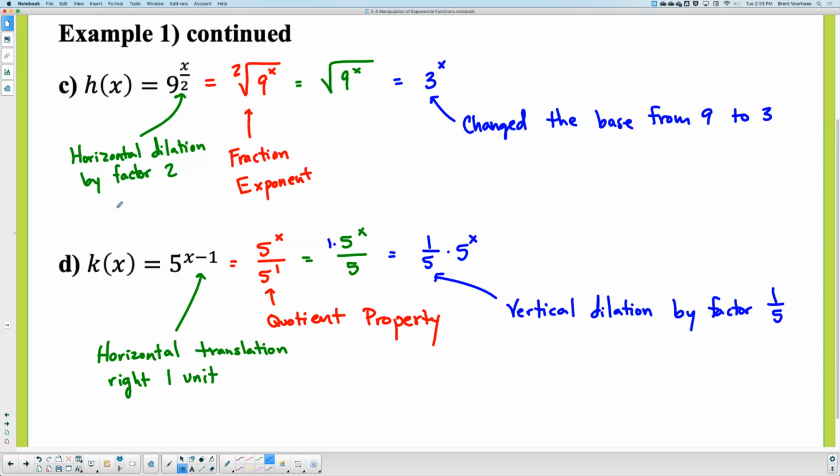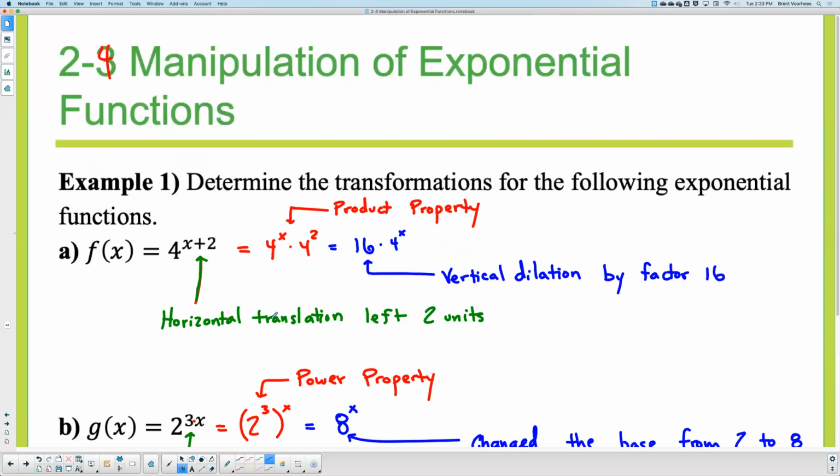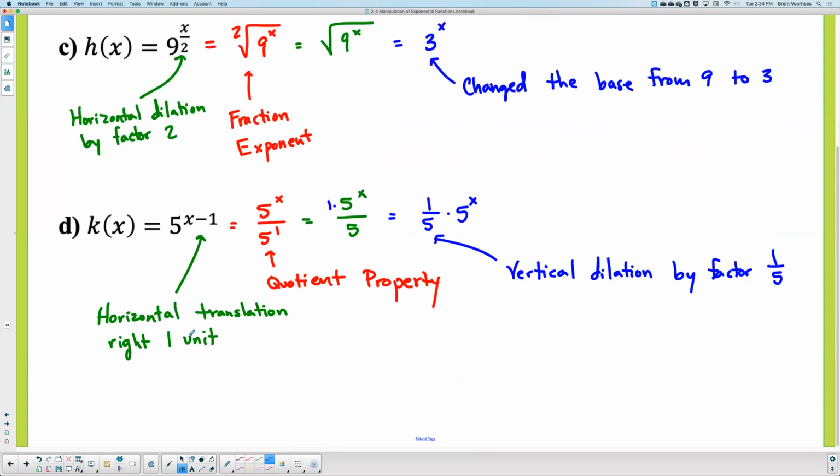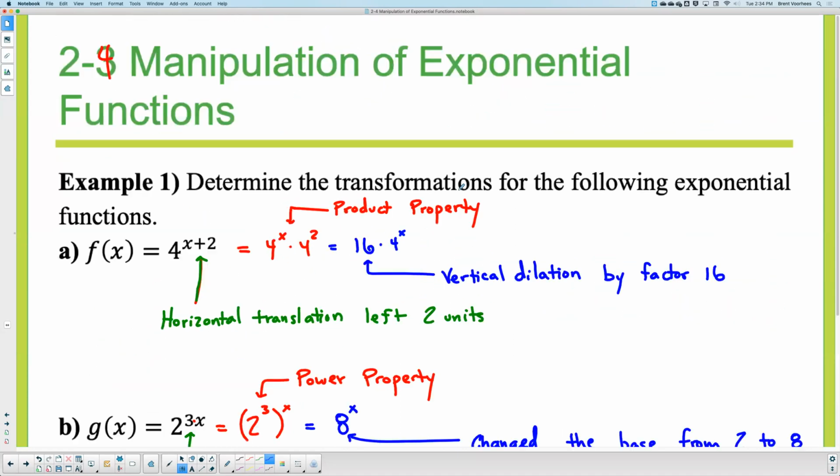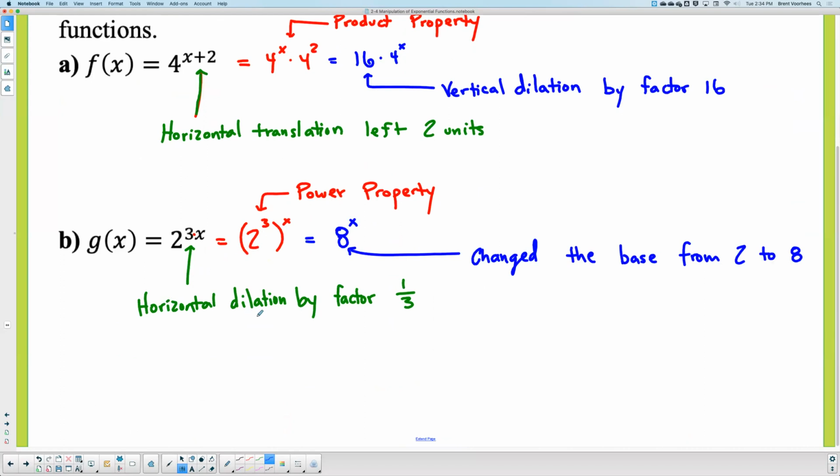That was the same all the way through these. So like A and D, if you notice both A and D, they both are a horizontal translation becoming a vertical dilation. Both B and C were a horizontal dilation becoming a change of base.